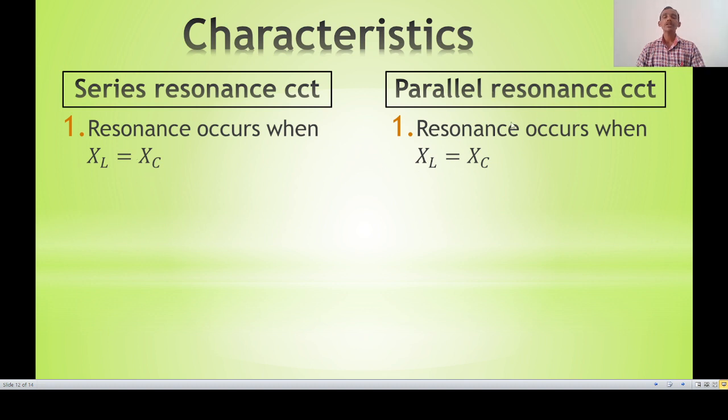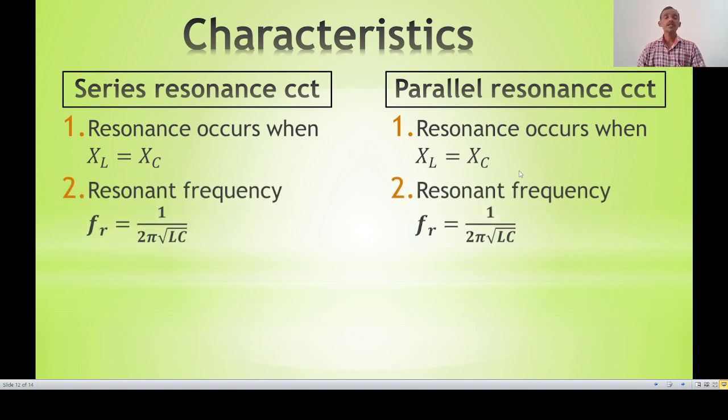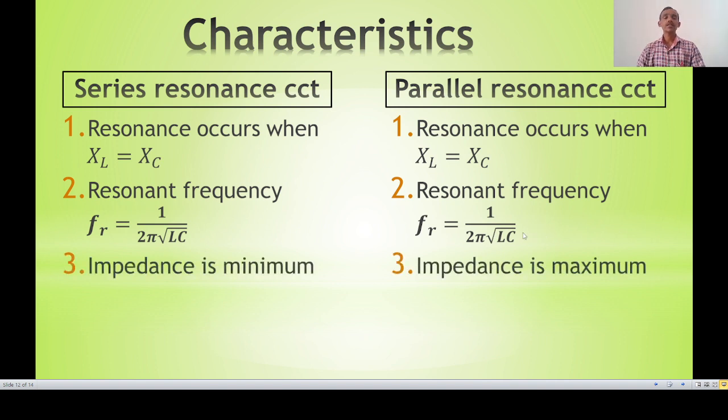Now, in the parallel circuit also, the same condition holds: resonance occurs when XL is equal to XC. Resonance frequency in the series resonance circuit is given by f_r is equal to 1 upon 2 pi under root LC. Same formula in the case of the parallel resonance circuit also. Third characteristic: in the series resonance circuit, impedance becomes minimum. In the parallel resonance circuit, impedance becomes maximum.